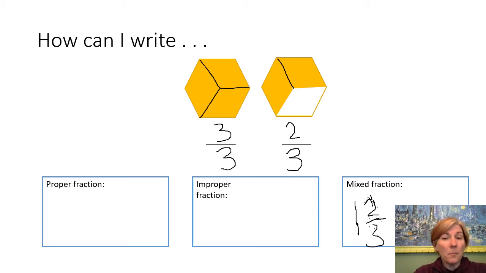Okay, my improper is going to be how many pieces do I have in total. So in that first image, I'm going to have 3 and then 2 more. So for every whole shaded in, I'm going to have 3 pieces in this particular scenario. So that's a total of 5 thirds. Okay, and that would be my improper fraction. Now I would not be able to write this as a proper fraction because the number of pieces on top will always be bigger than 3.